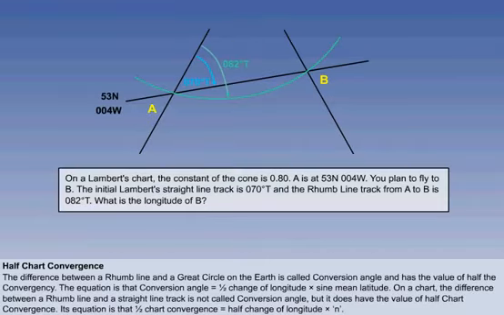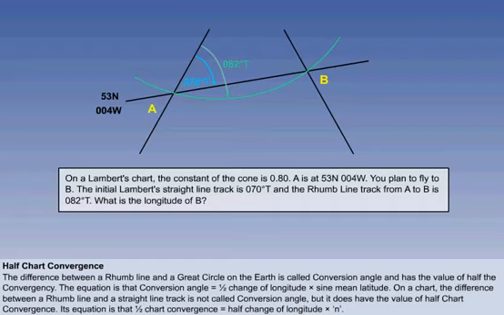Here is an ATPL exam question based on this idea. On a Lambert's chart, the constant of the cone is 0.8. A is at 53 north, 4 west. You plan to fly to B. The initial Lambert straight line track is 070 true, and the rhumb line track from A to B is 082 degrees true. What is the longitude of B?